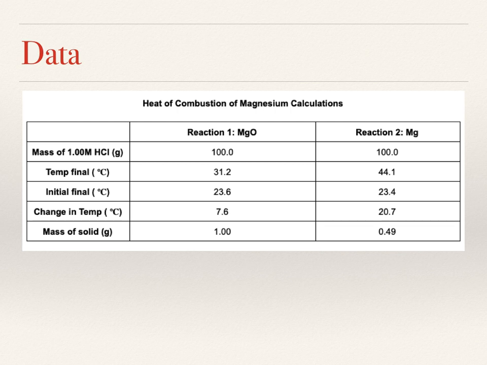Here's our data, so a big shout out to Joe DiMaria for allowing me to use their data from their lab. We used 100 milliliters or 100 grams of 1 molar hydrochloric acid, and we've got the masses of our magnesium and magnesium oxide in our data table. If you are looking to do this lab, 0.49 or 0.5 grams is roughly 55 centimeters.